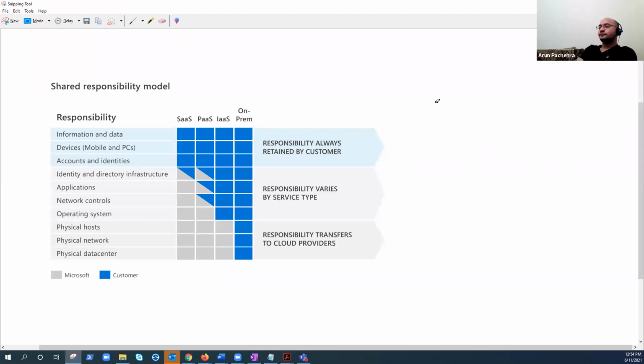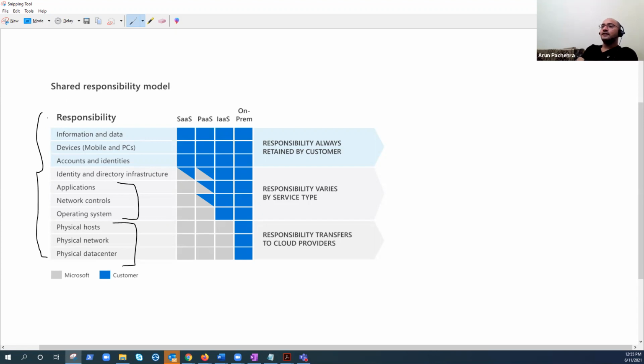Now let me quickly share my screen and take you through the various responsibilities, how they're shared. But you can easily relate now. Here we go. Now you can see these are the various responsibilities right here, from information, data, devices, accounts, identities, till the physical data center. These are all the physical things: physical network, host, and data center. These are when you're creating your own virtual machine and things like that. You're managing the operating system, network controls, and application. These are the identities and directory infrastructure.